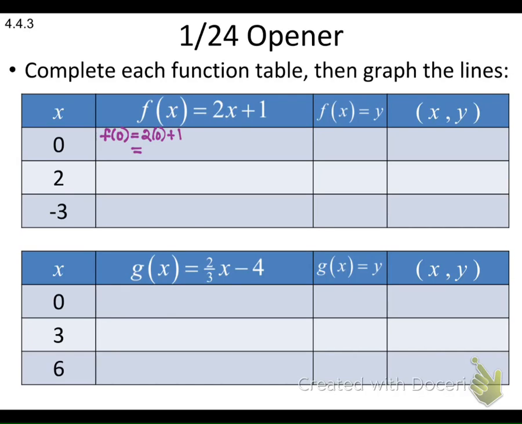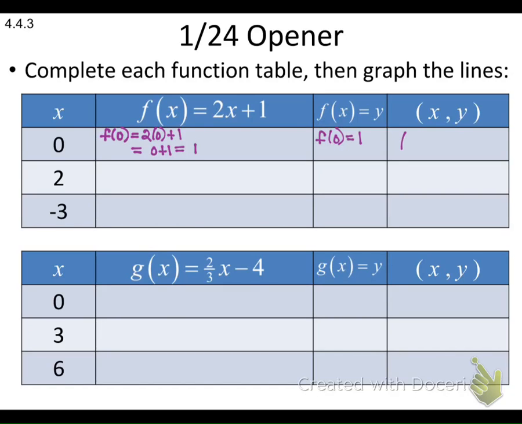When I go to solve, according to order of operations, I would multiply first. So I would take 2 times 0, which is 0. Bring down my plus 1. Then 0 plus 1 is 1. So then for my output, again, I put f of 0, or the function of 0, equals 1.